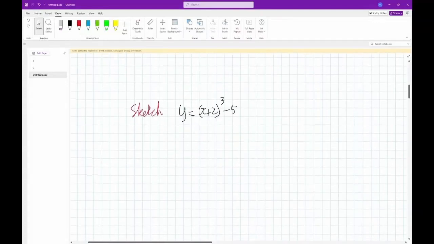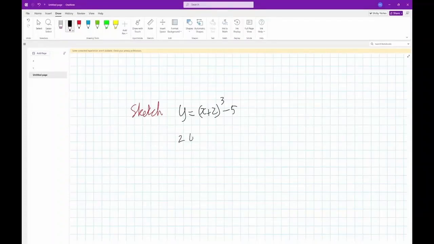Okay, so looking at our example question here for graphing a point of inflection form cubic, what we have is y equals x plus 2 all cubed minus 5. And so the first thing we need to do is look at our transformations. We seem to have this h value of plus 2, so that means that we are going 2 to the left, the negative direction, and then we're also going to go 5 down here.